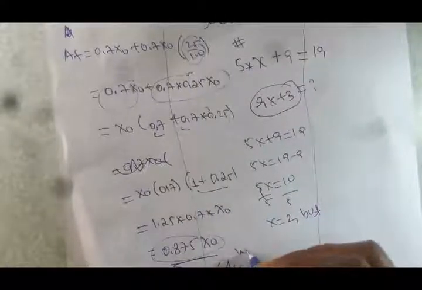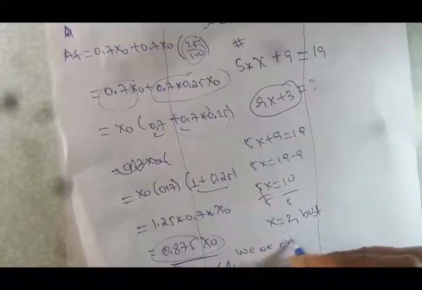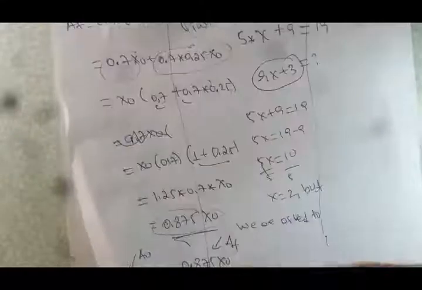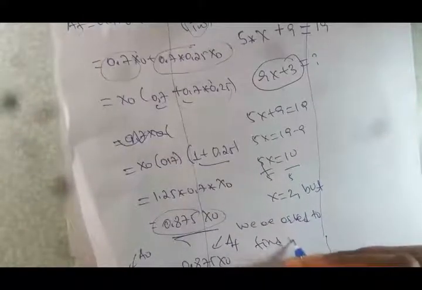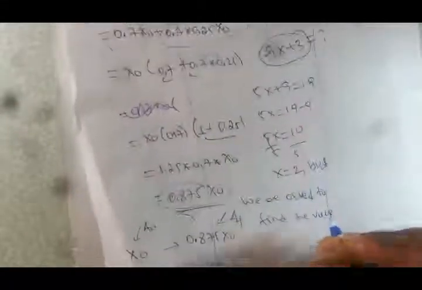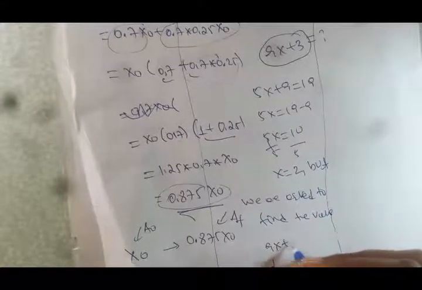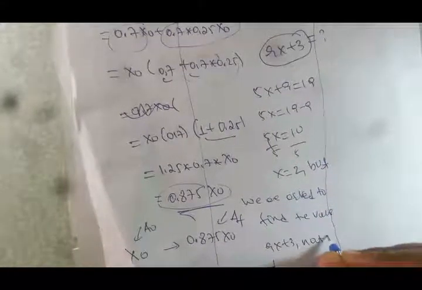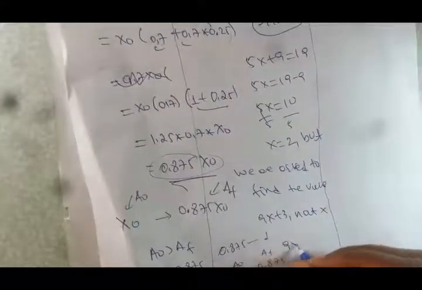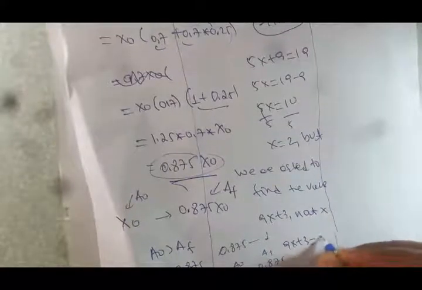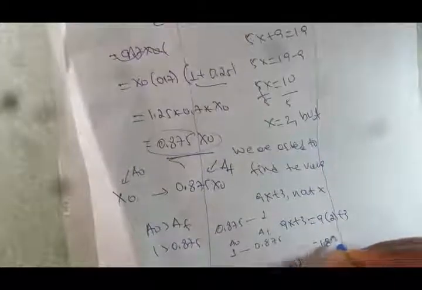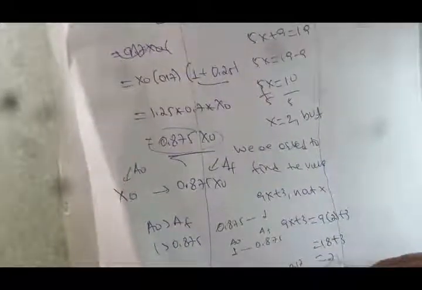But we are asked to find the value of 9x plus 3, not x. Therefore 9x plus 3 is equal to 9 times 2 plus 3. This is equal to 18 plus 3, which is equal to 21.